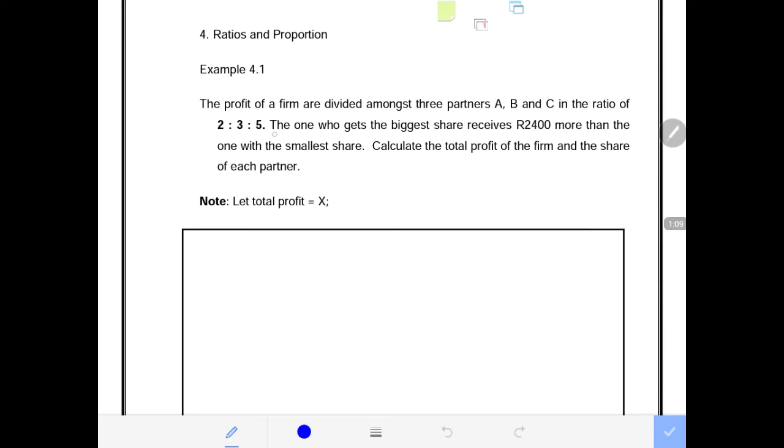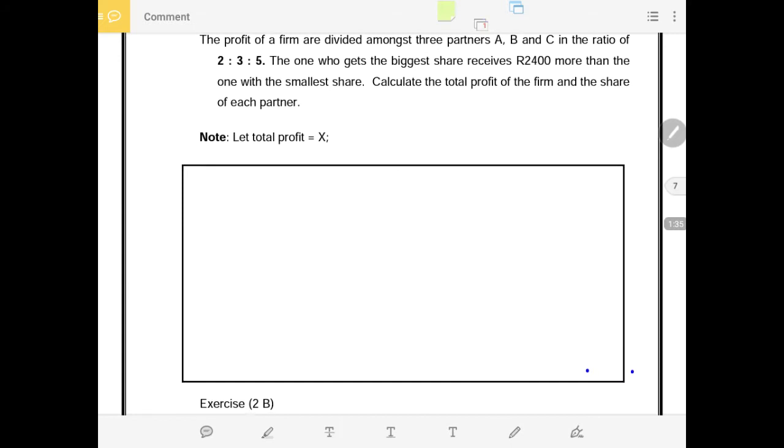It says the one who gets the biggest share, remember who gets the biggest share, it is the one who gets 5, which is C. The one who gets the biggest share receives 2,400 more than the one with the smallest share. Then we are required to calculate the total profit of the firm and the share of each of the partners. Now we are to let the profit of the firm be equal to X.